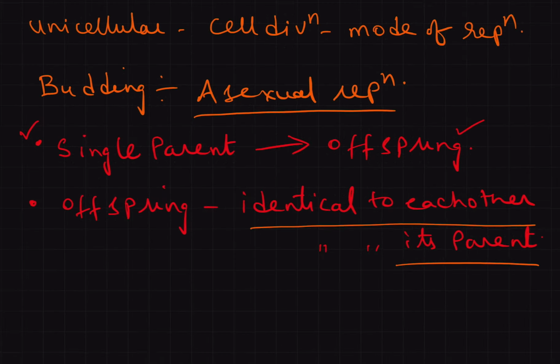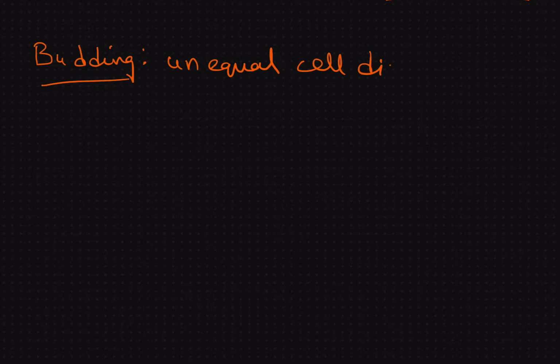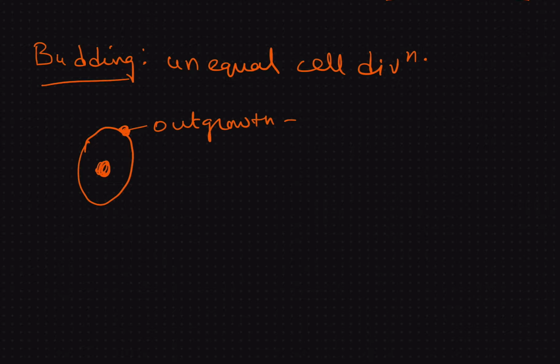Now if you look at budding as an asexual mode of reproduction, what are the features of budding? What happens in budding? Budding is a type of unequal cell division. You can see in the diagram, in the image, you have one parent cell like this. Now at one point of the parent cell, there is a small outgrowth here. This is called the outgrowth. This outgrowth is a result of the cell division at that particular point or the cytoplasmic division.